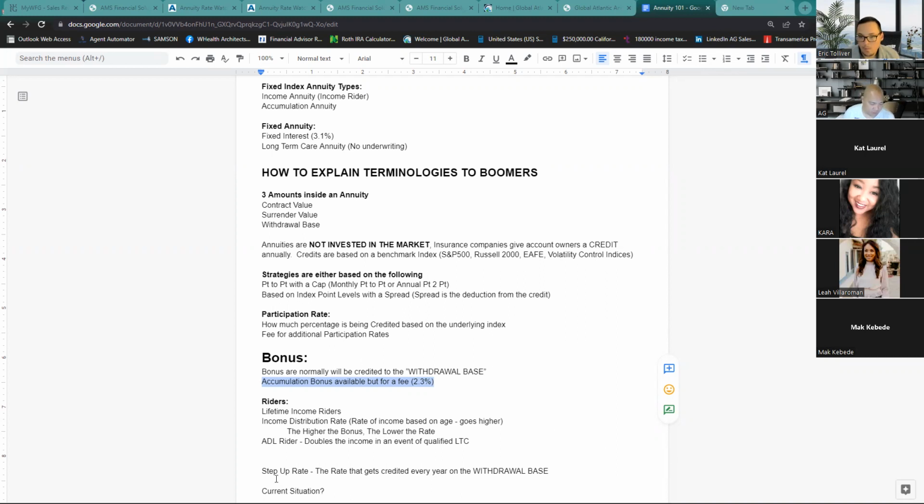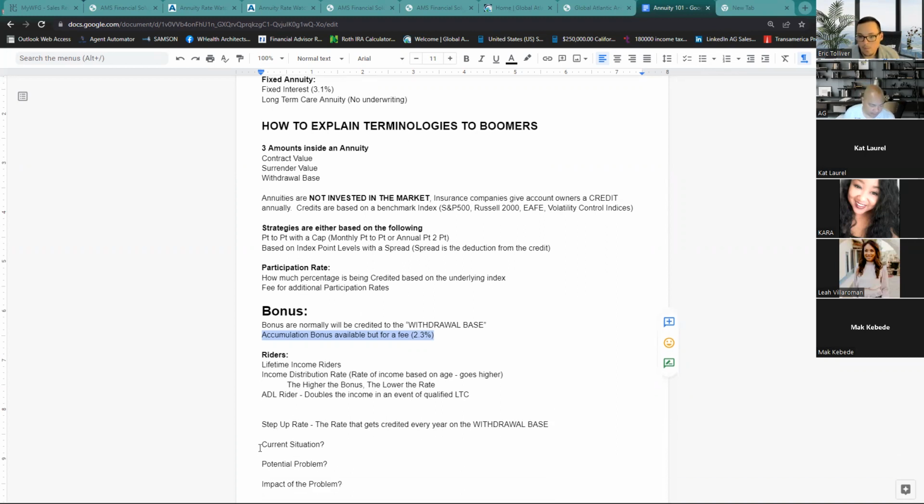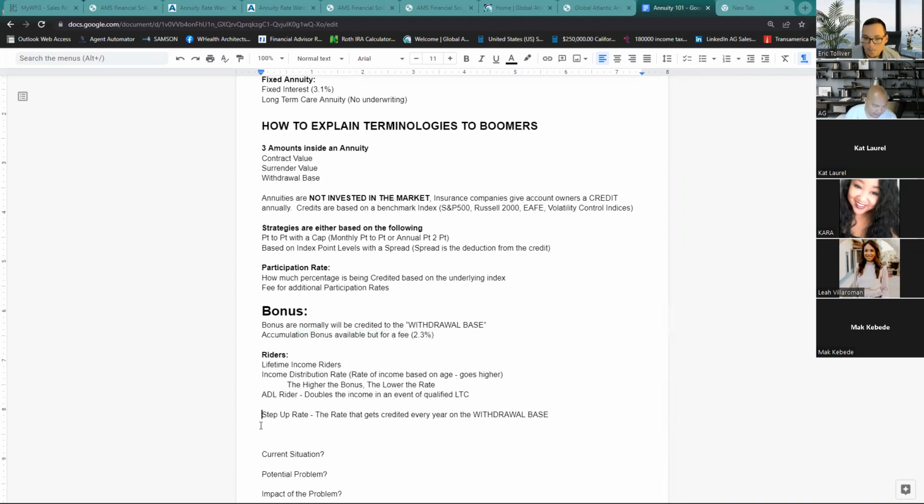Now, last few words here. These are just terminologies. And again, we're gonna add some visual stuff here when we have this in a nice package in a PDF. The most common rider is the lifetime income rider. Normally comes at about 1% fee.